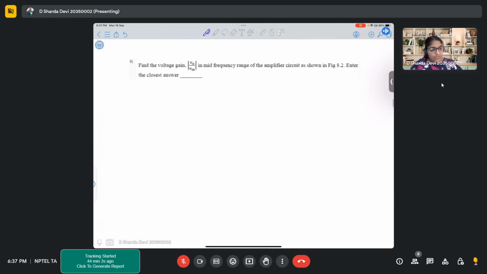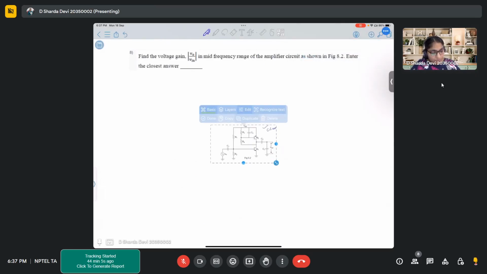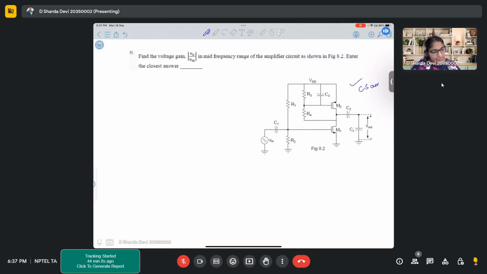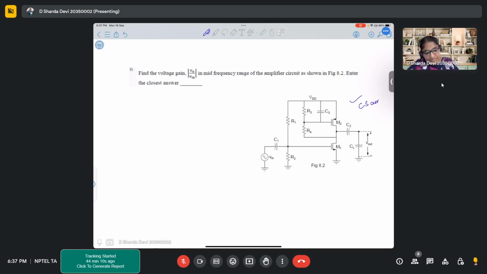Now let's move on to the next problem. In this problem, again for the same circuit, you have to find the gain, that is Vo by Vin, in the mid-frequency range of the amplifier circuit. So what do you understand by the mid-frequency range? When they say mid-frequency range, let us know the gain, what do they want you to know? What is the main concern in this particular question? What does mid-frequency range mean?